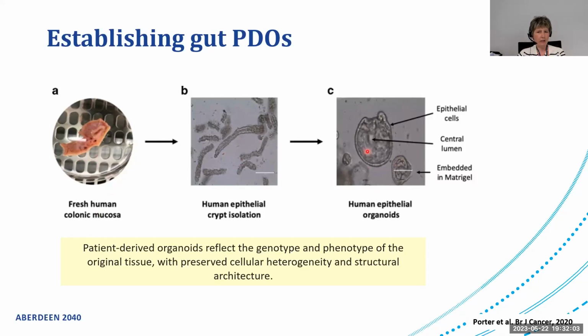When they were put into 3D culture, you could see the development of these human epithelial organoids, which had the epithelial cells around the outside and a central lumen, which is very reminiscent of what you see in the gut. So these PDO models really are starting to reflect the genotype and phenotype of the original tissue. You're preserving the cellular heterogeneity and, importantly, the structural architecture associated with the primary tissue.